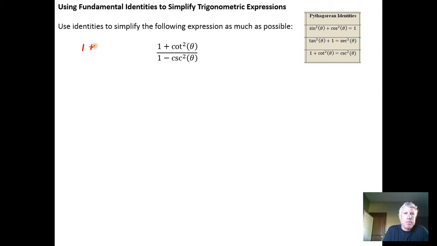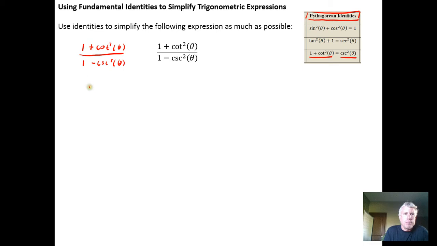So I'm going to start by rewriting the expression. So I've got 1 plus the cotangent squared of theta over 1 minus the cosecant squared of theta. And anytime you have a sum or difference of squares, that usually smacks of Pythagorean identity. It tells you that you should be looking to see if there are any Pythagorean identities that you can use to simplify things. And the numerator, 1 plus the cotangent squared, shows up directly right here as a fundamental identity. So we can replace the numerator, 1 plus cotangent squared, with the cosecant squared.